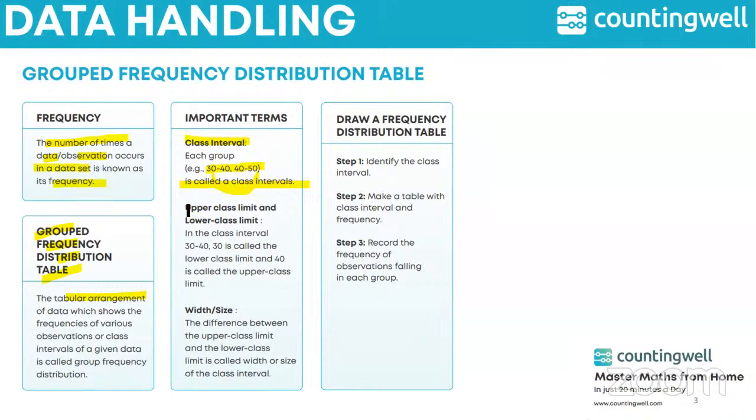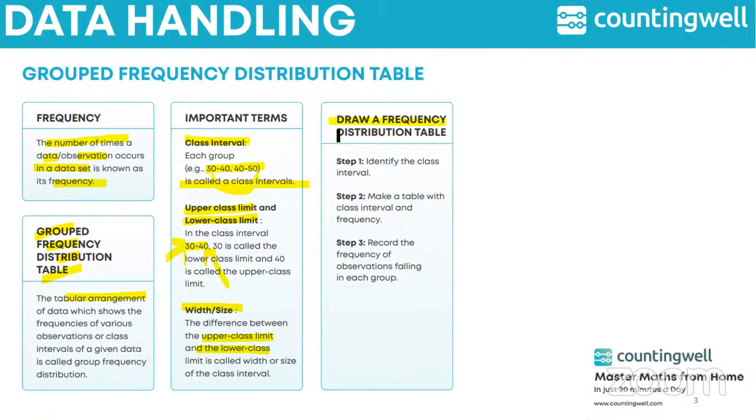Now let us see upper class limit and lower class limit. So whenever I have a class interval, I have a lower class limit and an upper class limit. For example, 30 to 40 is one class interval where 30 will be the lower class limit and 40 will be the upper class limit. Okay. And what will be the size of this class interval? It will be nothing but the difference of the upper class limit and the lower class limit. So this will be the size of the class interval. For example, here we have class interval 30 to 40. So the size will be 40 minus 30, which is 10. So the size of this class interval is 10.